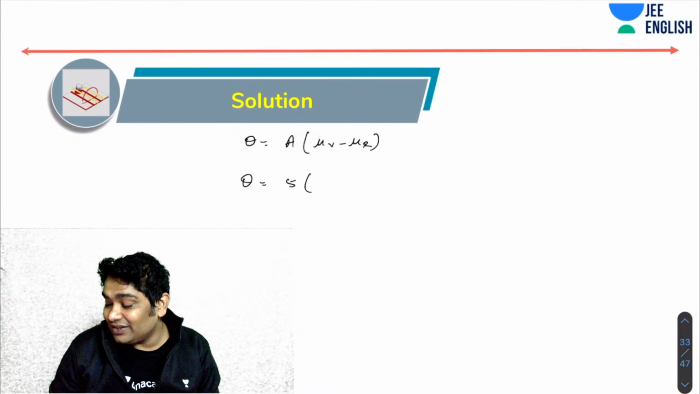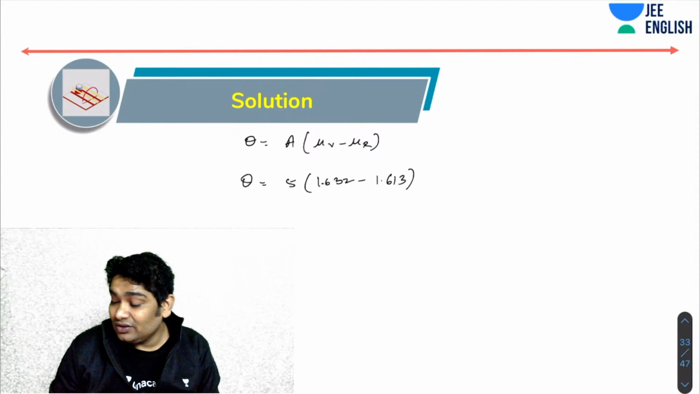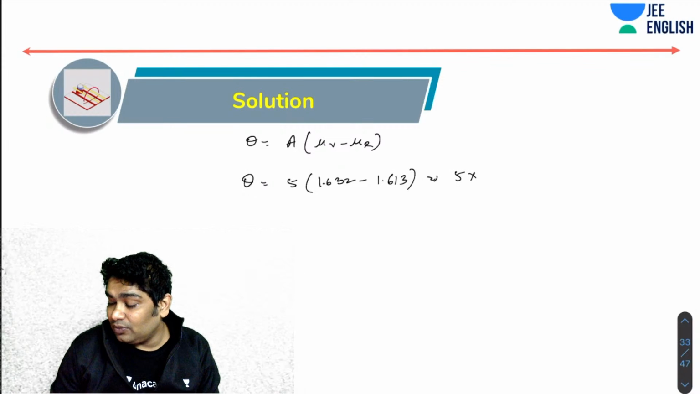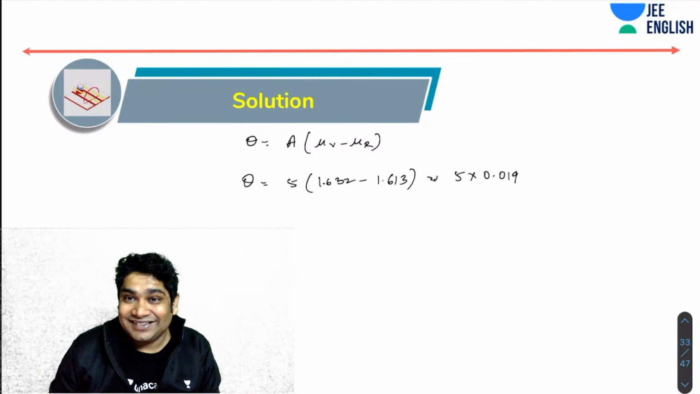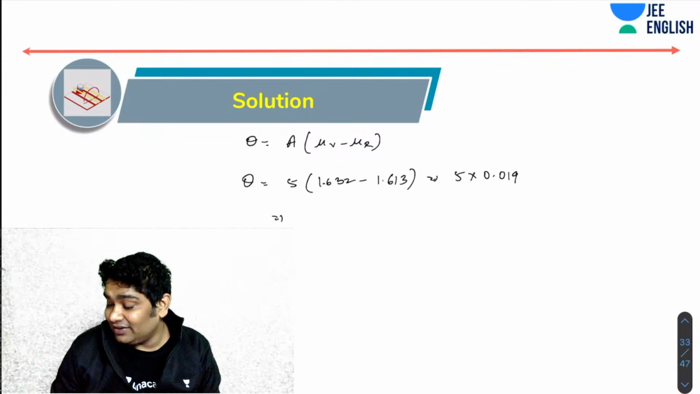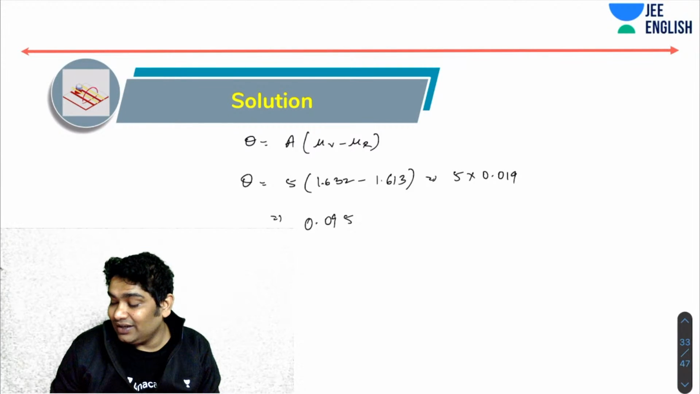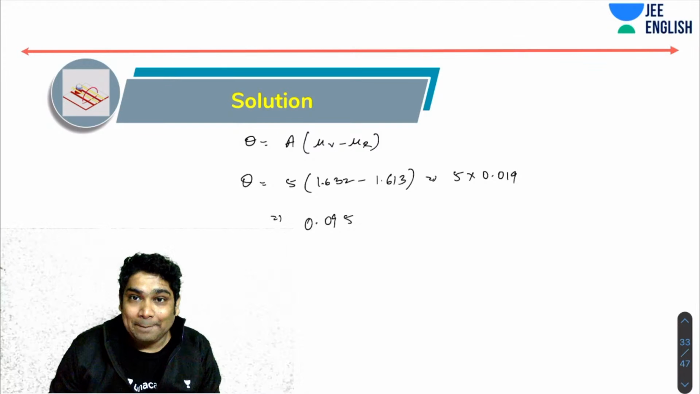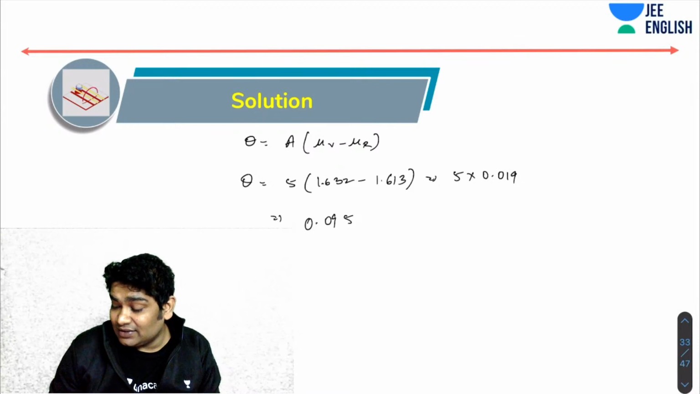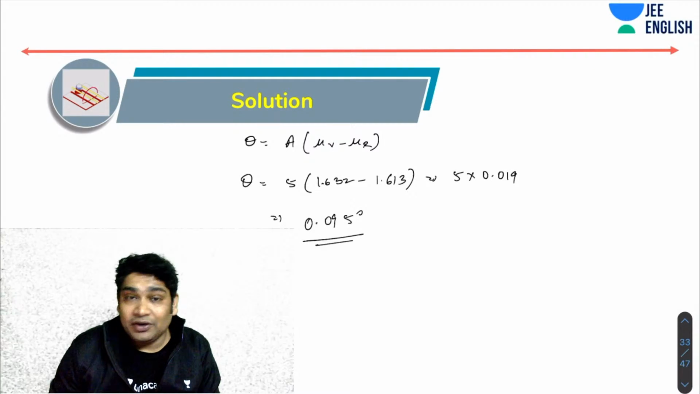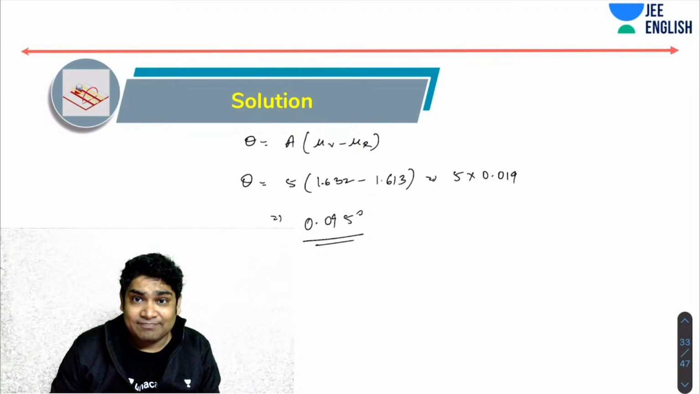So this was 1.632 minus 1.613, that is 0.019, and that would be 5 into 0.019. So pretty straightforward from here, I think. This would have been the angle of dispersion, roughly 0.1 degrees. That would have been your dispersion. Again, a straight formula-based question.